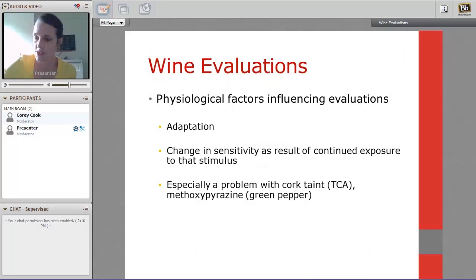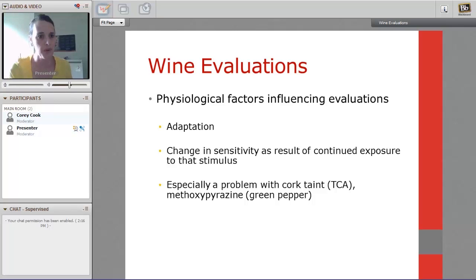Okay, so wine evaluations. I'm just going to go over, really briefly, some physiological factors that can influence how we evaluate things. One is adaptation, and this is a change in sensitivity as a result of continued exposure to the stimulus. So practically speaking, what this means is if you go over to someone's house, they've been cooking onions. As soon as you get into the house, you can smell the onions. It's really intense and pungent. Within a few minutes, you can't smell them anymore because you've adapted to that aroma. So you've reset your threshold and you're not able to pick up any new information. And that's what can happen when you're sniffing wine.